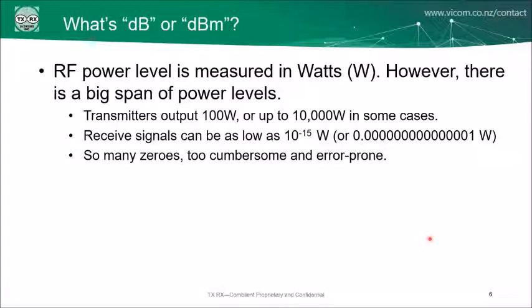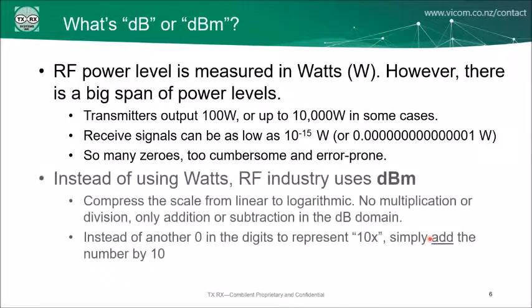The receive side of it is very weak generally because you're listening to someone that's miles and miles away. So the receive signal might be as low as 10 to the minus 15th. That's 15 zeros. Well, with so many zeros, it's hard to know whether or not you've got everything in the correct places, and you can easily make a math error. So instead of using watts, we use dBm.